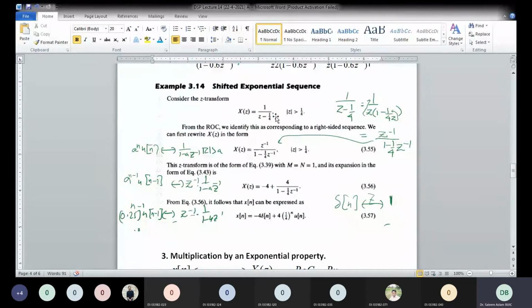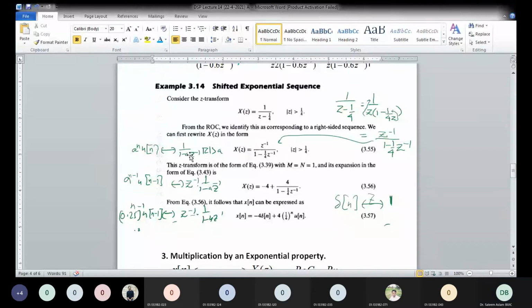So here you see your expression is given X of z = 1 over z minus 1 by 4. But this is not in the standard form, because our standard form says that a^n u[n] has z transform 1 over 1 minus a z inverse with |z| greater than |a|. However, here the z transform ROC expression is okay, but when I see this expression, it is in the form of z, not z inverse.